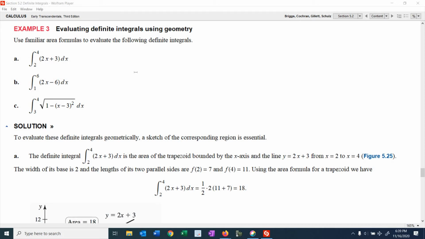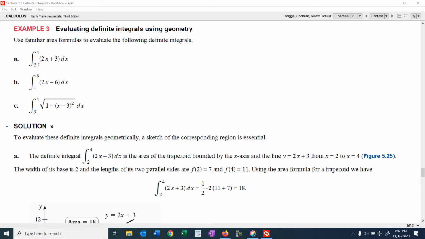Now later on, when we get to section 5.3, we'll learn that there's actually another way to evaluate definite integrals using the fundamental theorem of calculus. But we'll talk about that in the next section. Okay, for now, we're going to evaluate definite integrals by appealing to their geometric interpretation.